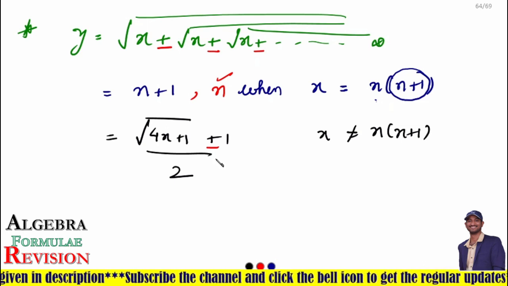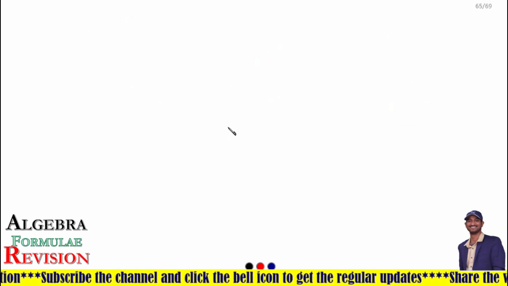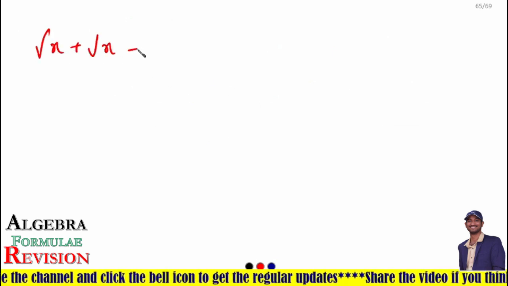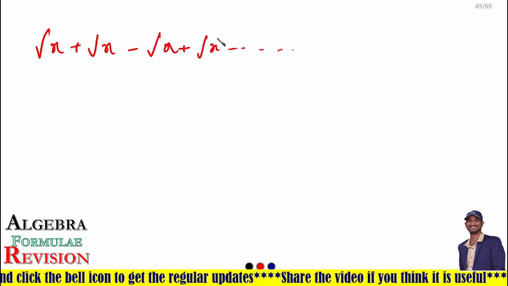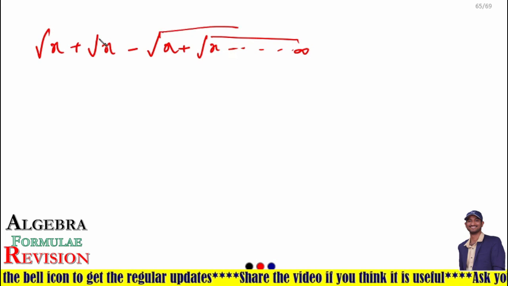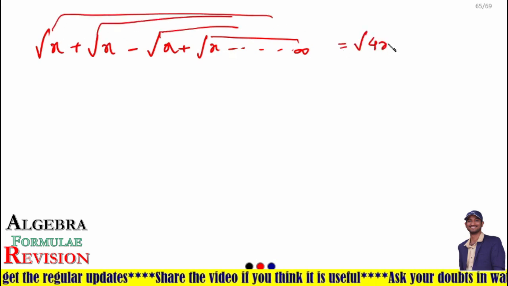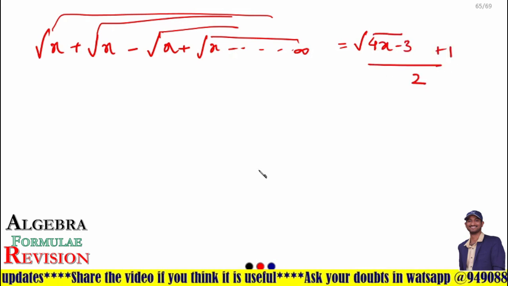Okay, this is the first important thing you have to remember. Suppose I have alternate plus and minus, that is square root of x plus square root of x minus square root of x plus square root of x minus and so on, infinity. Plus and minus, plus and minus. Then what is the value of this? Square root of 4x minus 3, plus 1, divided by 2.